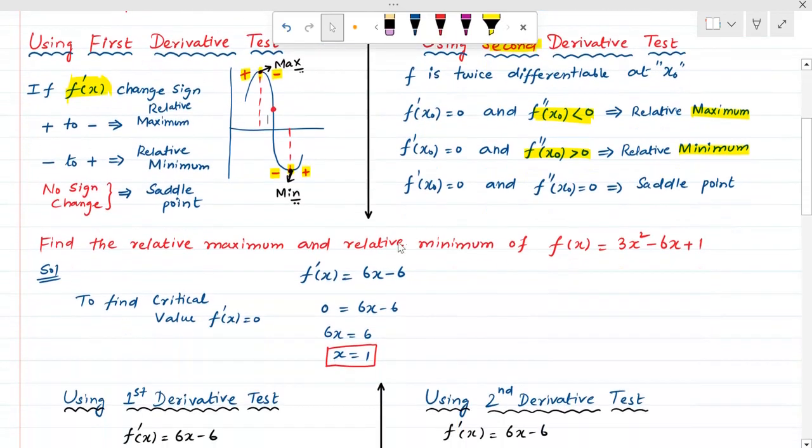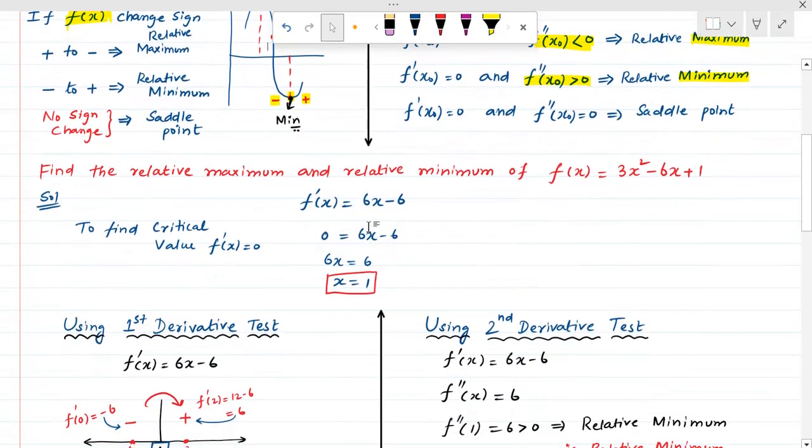Next, we will have one example to find the maximum and minimum of a function using the first derivative and second derivative. How will you find it? First, you have to find f prime of x, which is 6x minus 6, and put it equal to 0 in order to calculate the critical value. So 6x equals 6, and x equals 1.